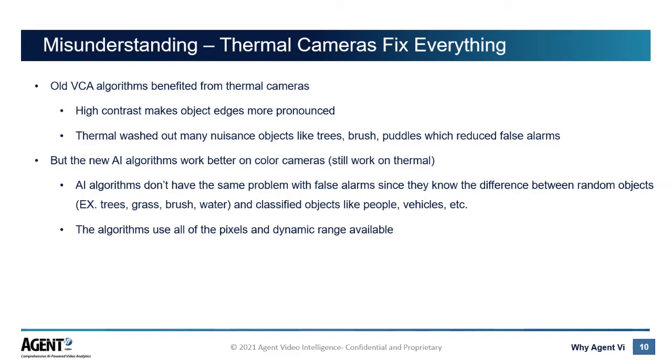But a lot of those cameras, it ended up we would have had maybe 2 to 3 times the detection distance with a color camera. So the AI algorithms really like color cameras. So the idea that the old thermal camera fixes everything, not so much anymore.